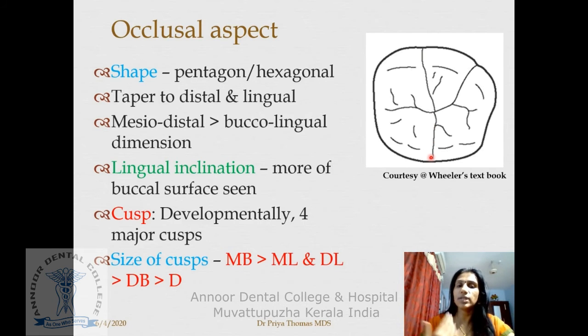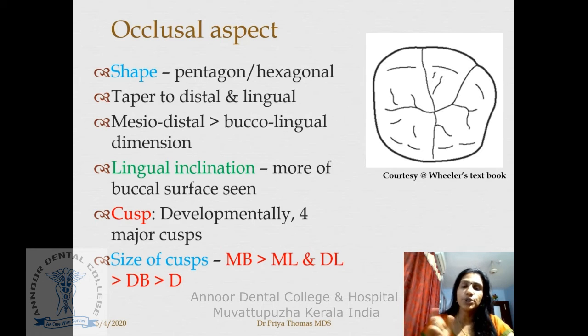Also, you learned about the lingual inclination of your buccal surface towards the lingual aspect. When you observe the cusps, you will have 4 major cusps along with a smaller cusp, that is your distal cusp. Among the 4 major cusps, the largest one is your mesiobuccal cusp. That is followed by your lingual cusps, which are almost equal in size, that is, your mesiolingual is almost equal to your distolingual cusp, followed by your distobuccal cusp, and the smallest cusp that you have learned is your distal cusp.